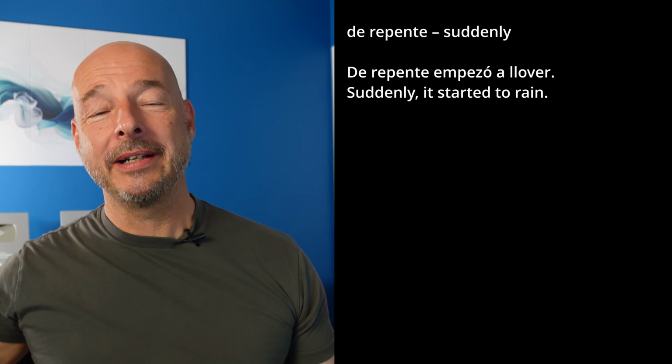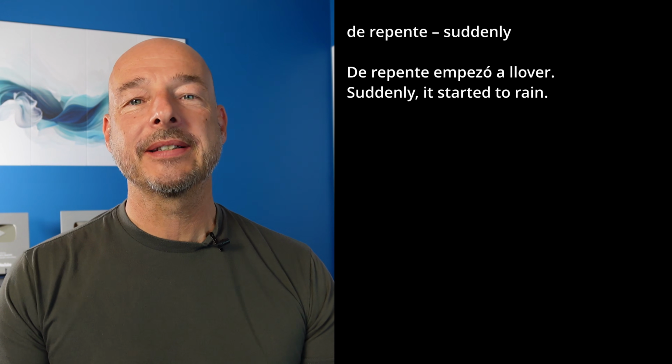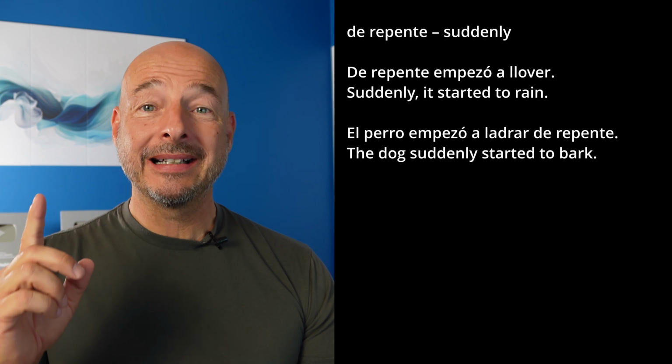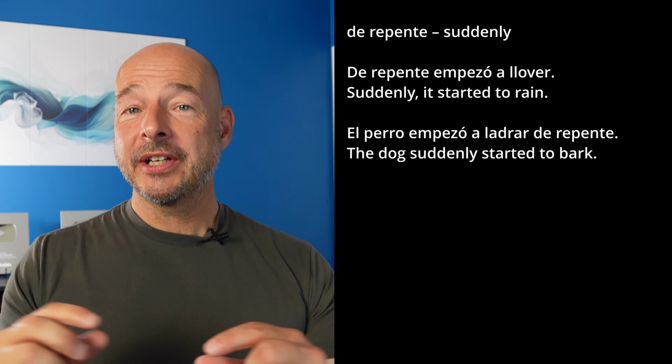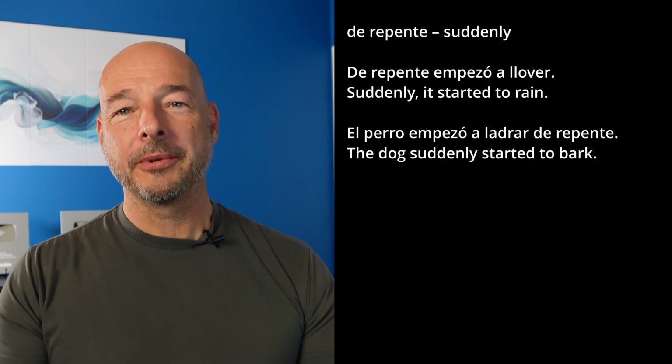It started to rain. Now, de repente doesn't have to be at the beginning. For example, I can say something like, el perro empezó a ladrar de repente. The dog suddenly started to bark. See, you can put it there as well. You can play with that one a little bit.